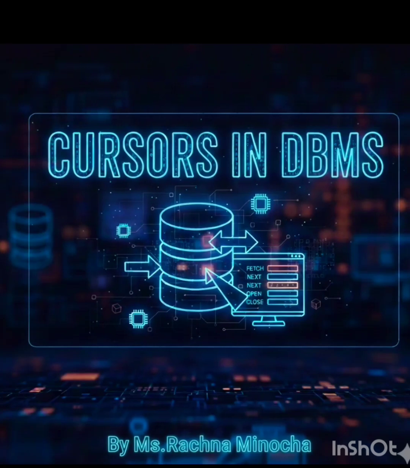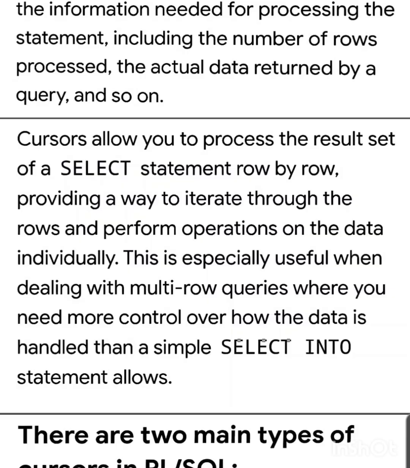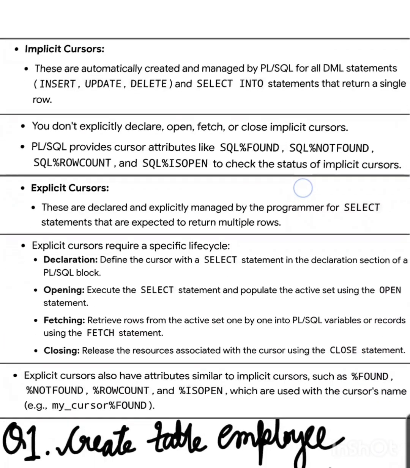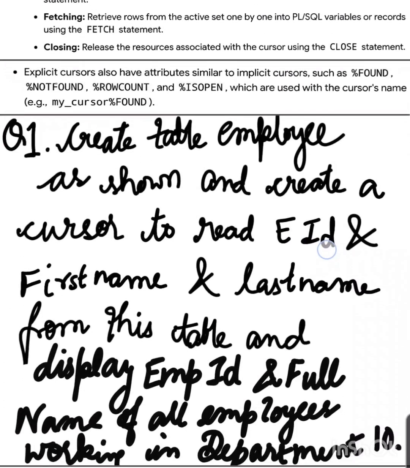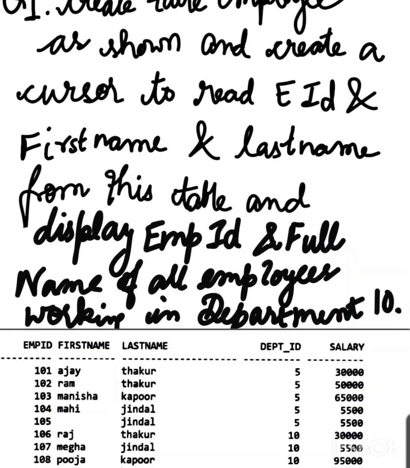Today we will talk about the examples of cursors. We have already done the different types of cursors, implicit and explicit. Those who have not done can go back to the playlist and see the cursor and its types first. Now we will talk about the example.